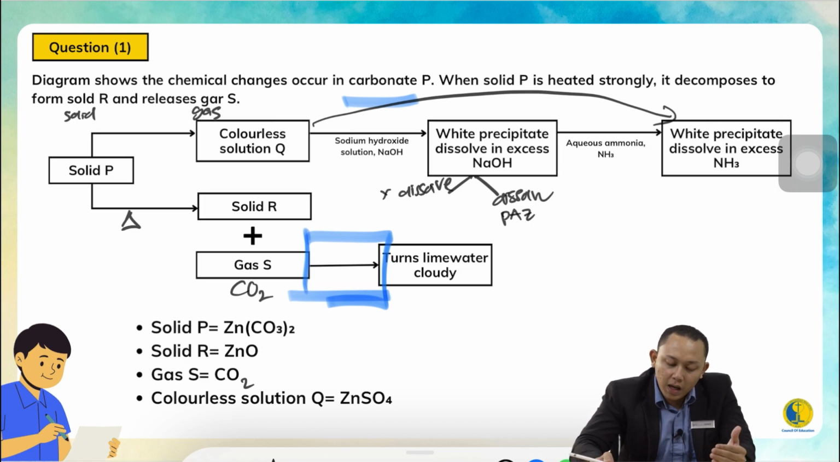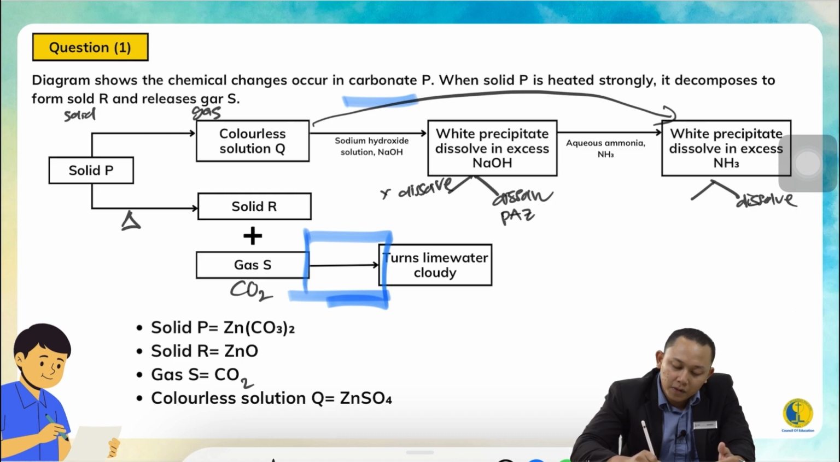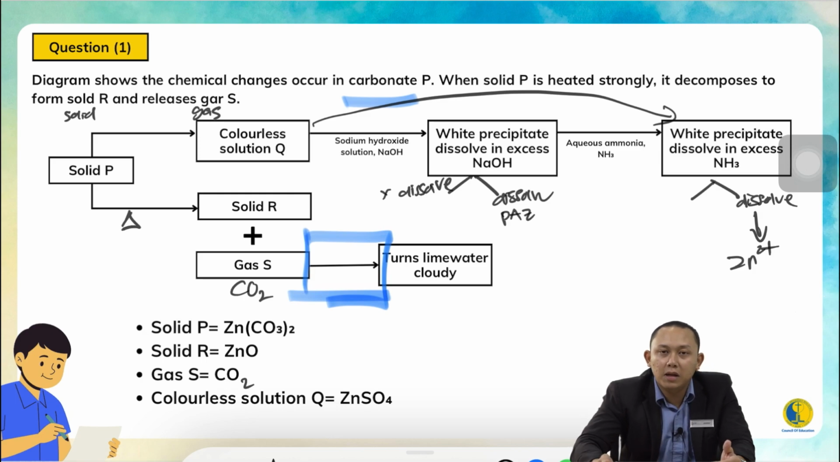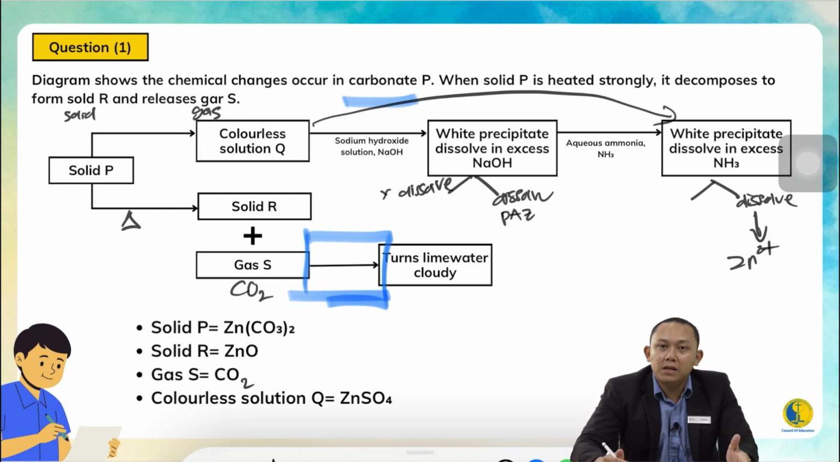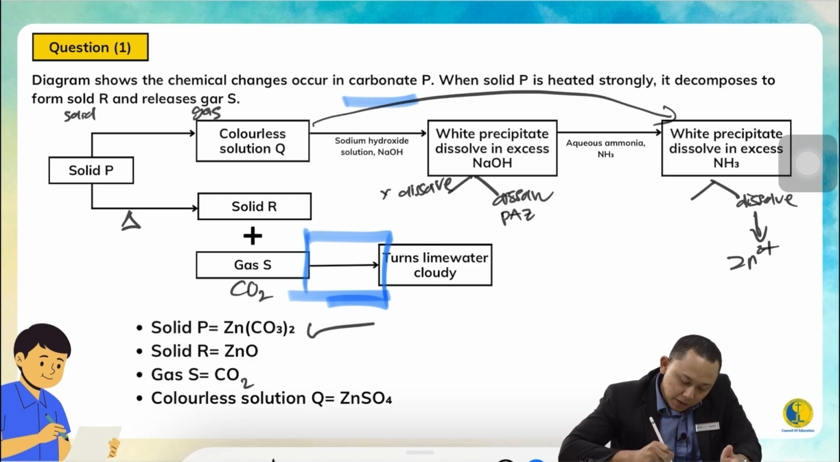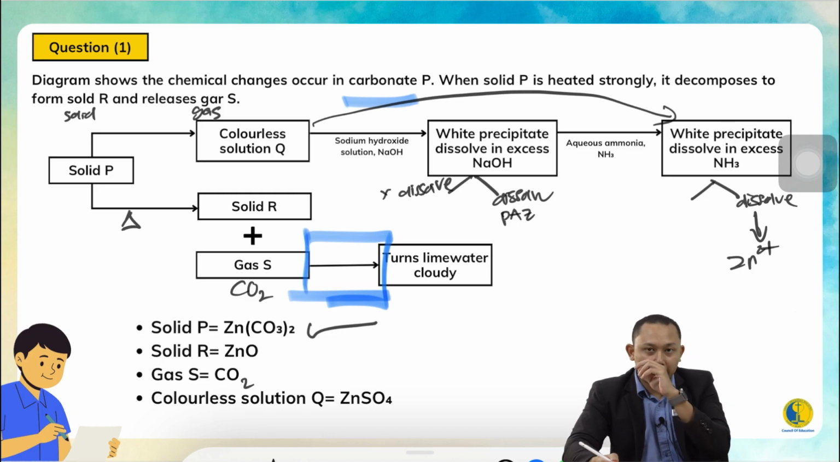In excess ammonia, the white precipitate also dissolves in excess NH3. There is only one possibility when it dissolves in NH3, which is the zinc ion, Zn2+. Because it is already mentioned that it is a carbonate P, a carbonate salt, the cation is zinc, so we know our solid P is zinc carbonate.